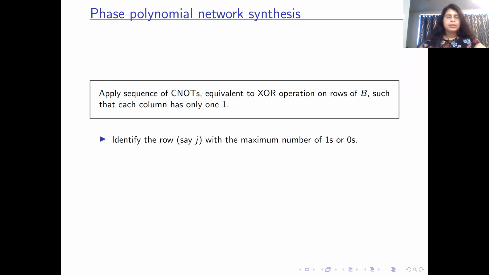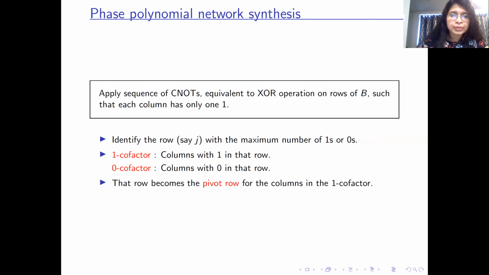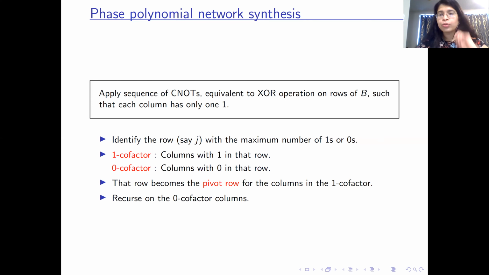First, we identify the row J which has the maximum number of ones or zeros. Then we divide the columns into two sets: a one cofactor, the columns which have a one in that row, say row J, and a zero cofactor, the columns which have zero in that row. This row J becomes the pivot row for the columns in the one cofactor. We recurse this procedure on the zero cofactor columns, and we continue doing this till each column has been assigned a pivot row.